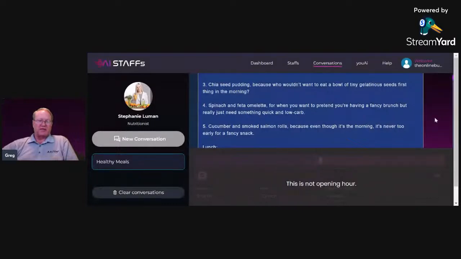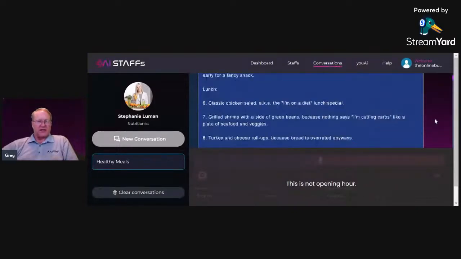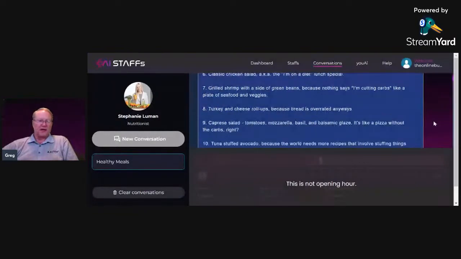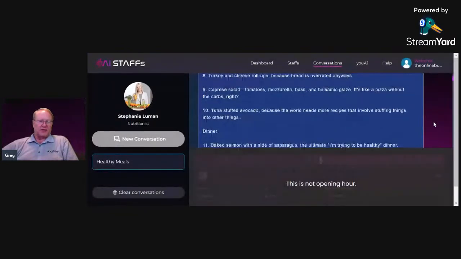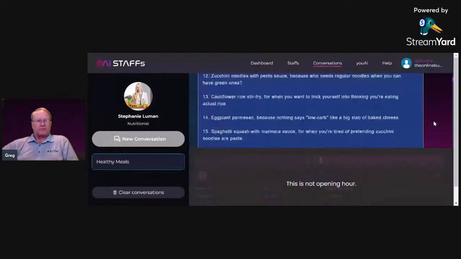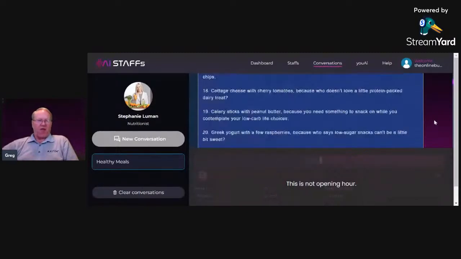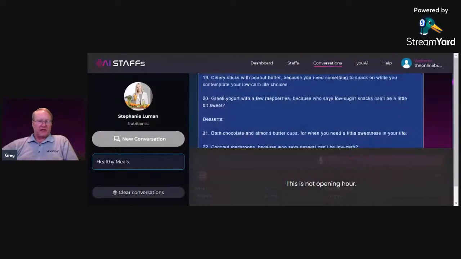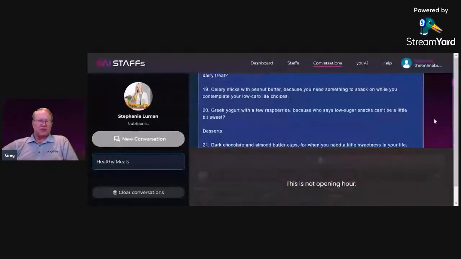And then she gave me some lunch ideas: classic chicken salad, the I'm on a diet lunch special, grilled shrimp and a side of green beans, because nothing says I'm cutting carbs like a plate of seafood and veggies. Turkey and cheese roll-ups, because bread is overrated. And as you go down, here are some dinner options, and Greek yogurt and celery sticks with peanut butter, cottage cheese with cherry tomatoes.